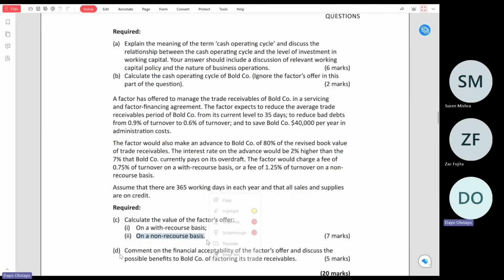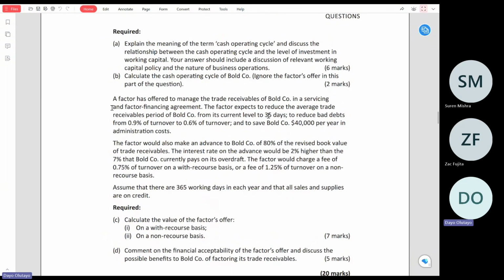And the D part of the question now asks us to comment on the financial acceptability of the factors offer. That's one. Number two, discuss the possible benefits to BODCO. Look at this. A factor has been offered to manage trade receivable of BODCO in a servicing and factor financing agreement. The factor expects to reduce the average receivable days period of BODCO from its current level to 35 days.